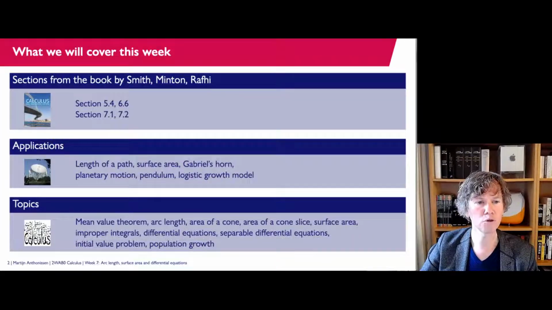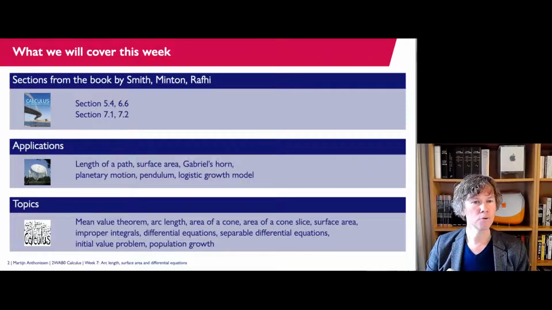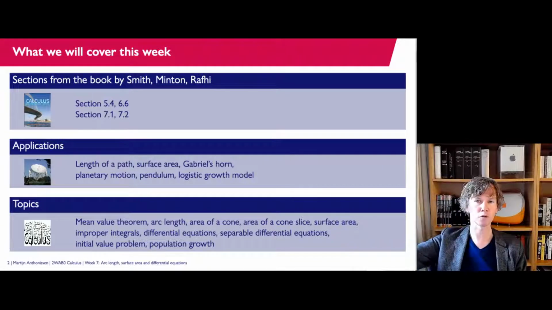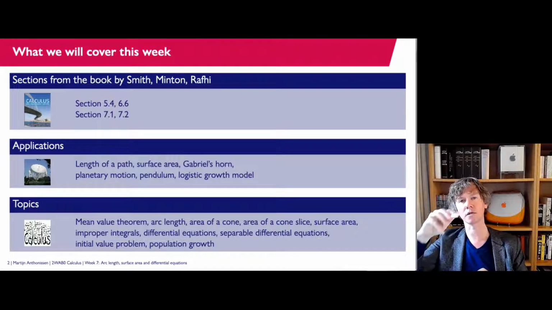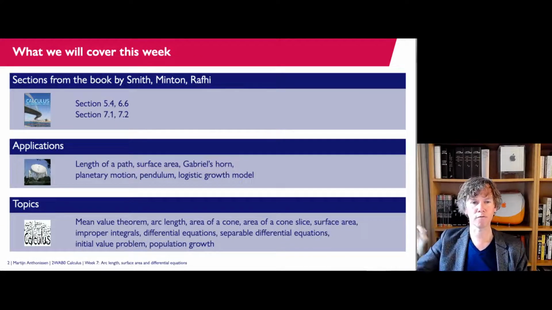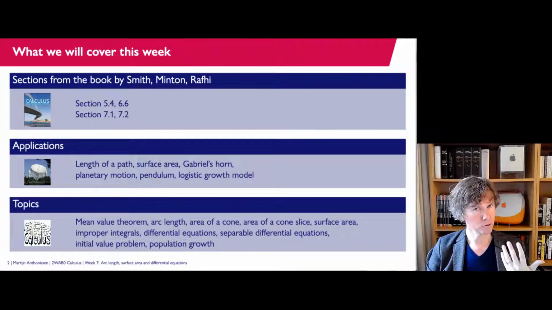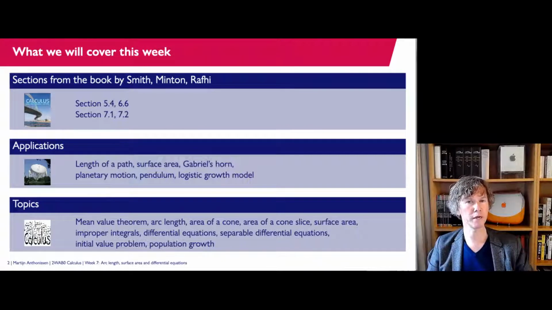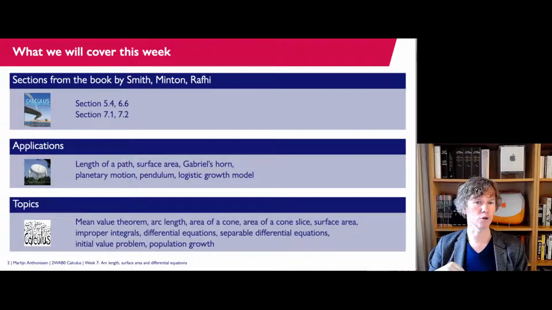So let's see, what do we have planned? So in the book, we will be talking a little bit about sections 5.4 and 6.6. That's the last bit on integration. And basically what we're going to answer is, what is the length of a curve? So if you would have the curve of a function and you would be walking along it, what is the distance that you travel? A little bit about surface area. So if you have a function, you rotate it around the horizontal axis, you get an object. What is the area of that object? And differential equations.